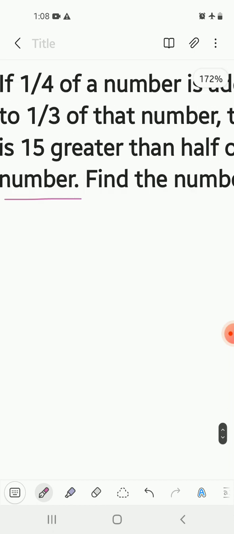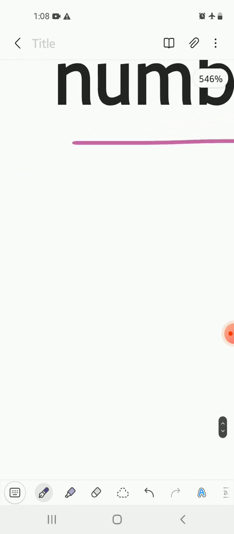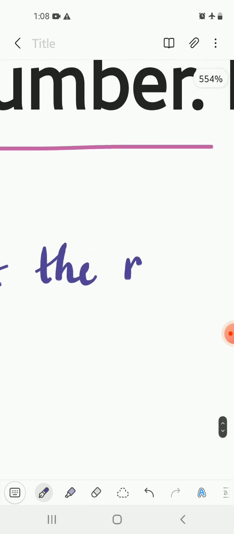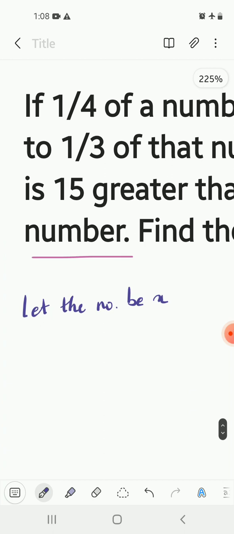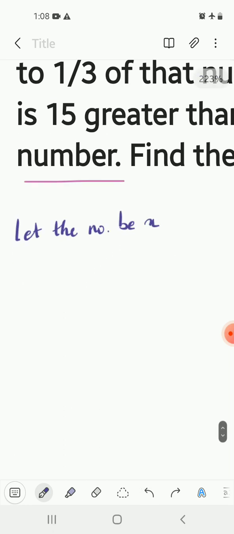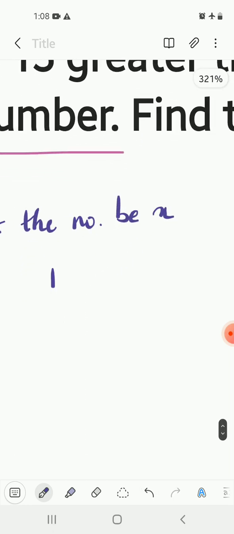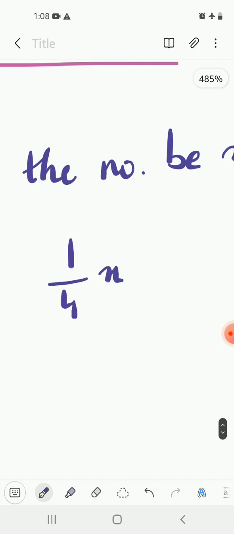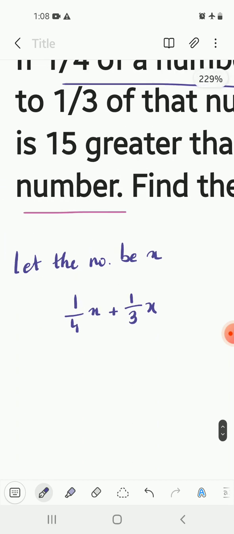So let's take the total number as x. So we are going to write, let the number be x. So the number is x, which we don't know. Now 1 by 4 of a number. So the 1 by 4 of x is added to 1 by 3 of that number. So 1 by 4 of the number, that is 1 by 4x, is added to 1 by 3 of the number, that is 1 by 3x.